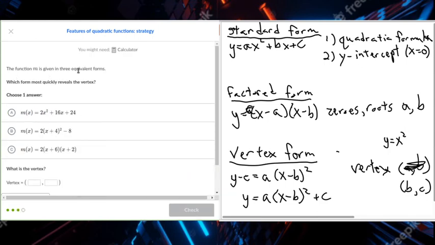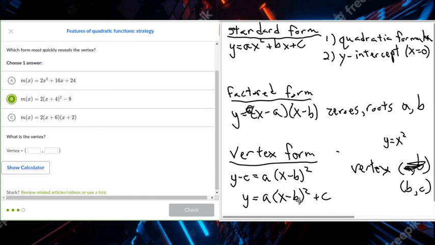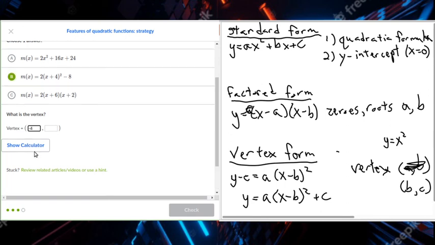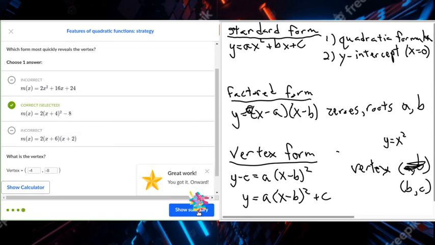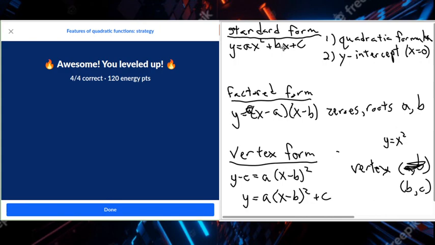The function m is given in three equivalent forms. Which form most quickly reveals the vertex? Well, for the vertex we want the vertex form, and they're going to have it in this style right here. There it is: m of x equals 2 times x plus 4 squared minus 8. So what is the vertex? We have x plus 4 squared, so that's x minus negative 4, and plus c is plus negative 8. And that is how you can test whether you understand when to use the different forms.